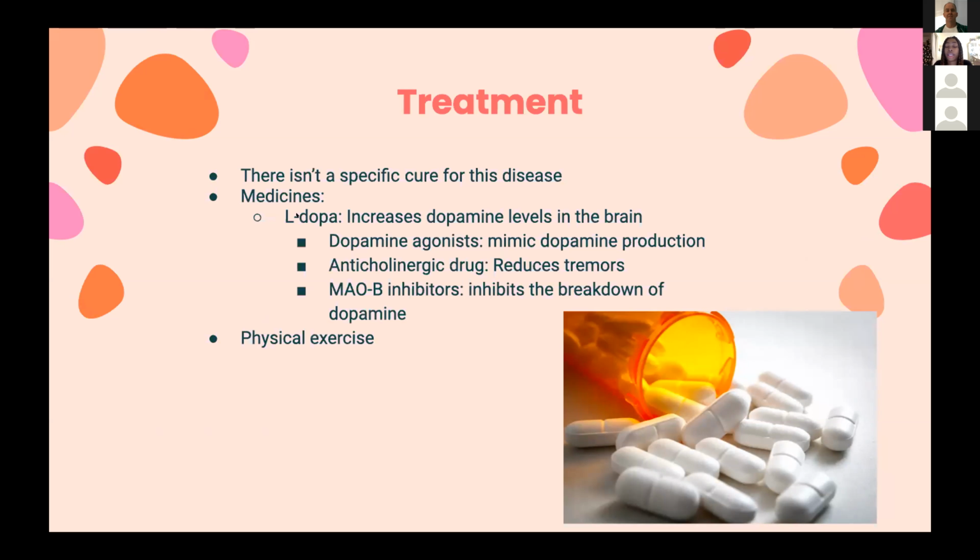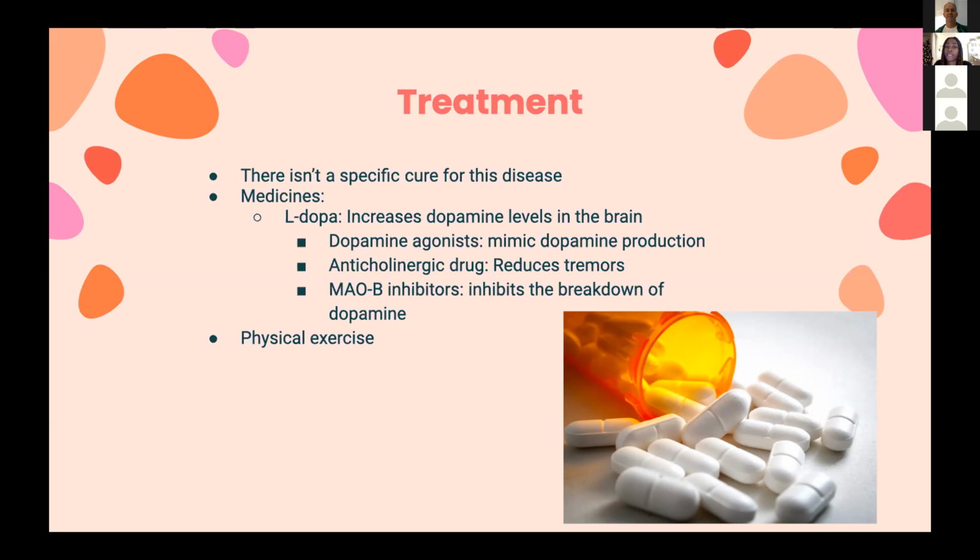So the main type of medicine is L-DOPA, which increases the dopamine level of the brain, and some drugs that accompany this, because if a patient takes this alone, then there are a lot of risk factors and a lot of concerns when taking this medicine. So there's a dopamine adjustant, I think, or mimic dopamine production.